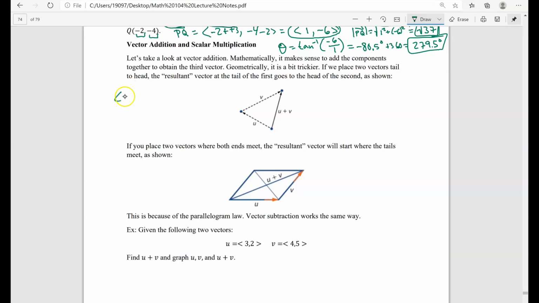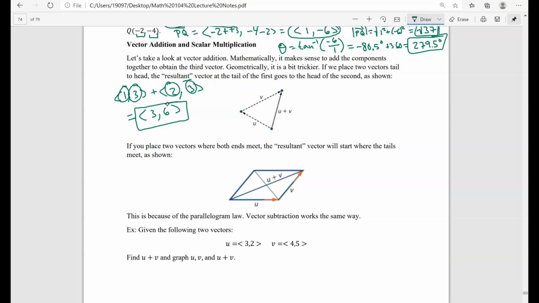So if you wanted to add 1 comma 3 and another vector, 2 comma 3, then the resulting vector would just be 1 plus 2, which is 3, and then 3 plus 3, which is 6. So it makes sense for us to just add two vectors. That's basically what it is. Now, geometrically, it's a little bit trickier.